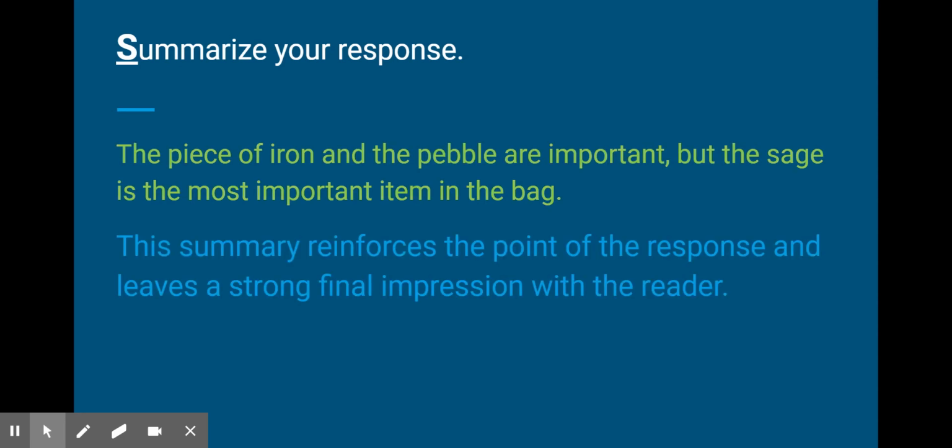The summary reinforces the whole main point of the response, and it leaves a strong final impression on the reader. Both of those are good. If you can write a good summary, you leave the writer, or the reader, I'm sorry, who is also often the grader, you leave them thinking good things about your response, and that could influence them, especially if they're on the line of what score to give you, to bump you. A strong ending will, in many cases, bump you up to a higher score.